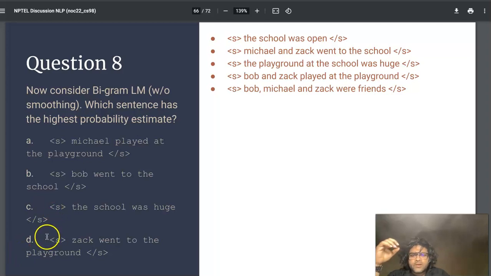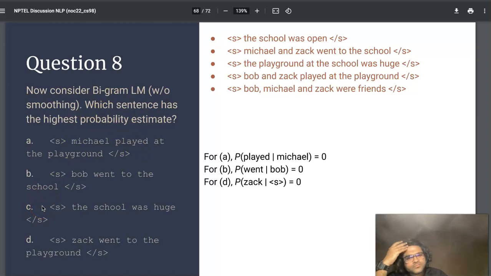But if you go to option D, you will find a similar situation for which you cannot find the probability. Just check, Jack is there. The probability of Jack given the start symbol, you will never find from here. So this sentence is also not possible. So only C is possible. There is no need to check the probability of each of these things. So C is the answer.